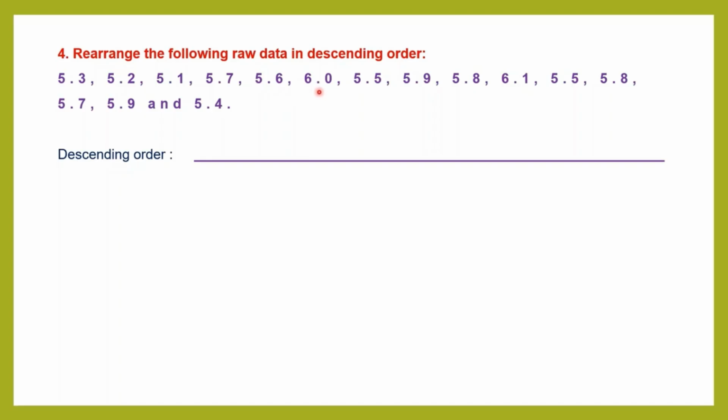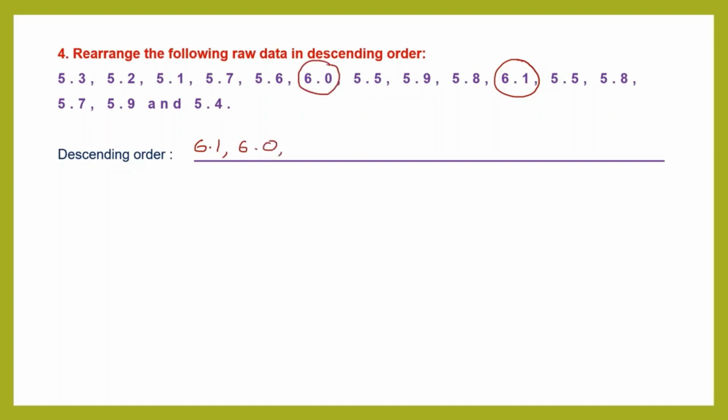Now let's see if there's anything greater than 6. Okay, 5.5, 5.9. Now we have 6.1. 6.1 is greater. Then we have 5.5, 5.8, 5.7, 5.9 and 5.4. So 6.1 is greater. I think this is the greatest number here. So let's write that down. 6.1. Now let's look for the other 6. We had another 6 there. 6.0 or simply 6.